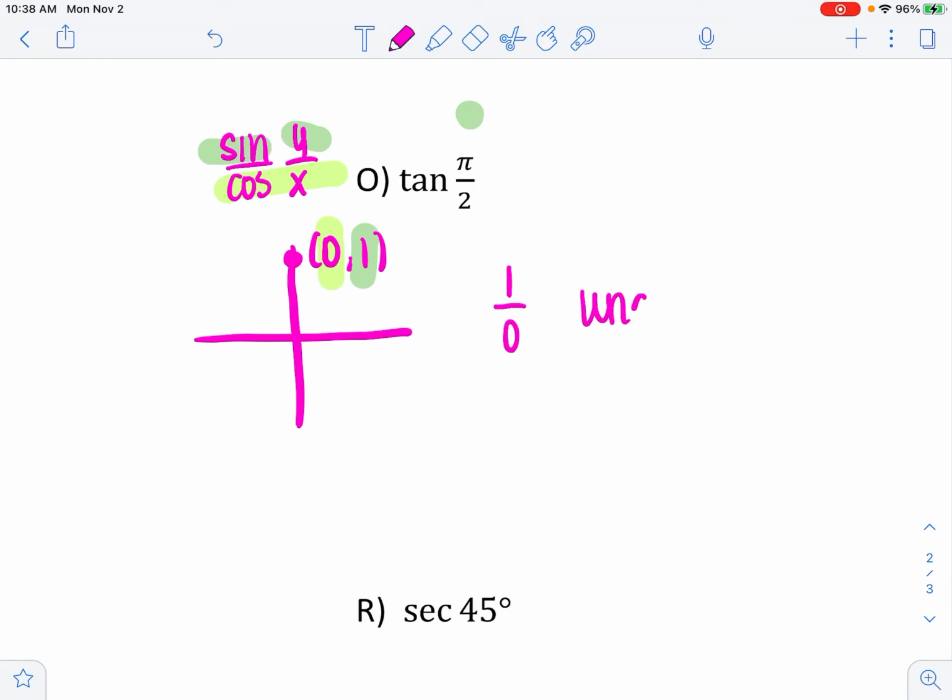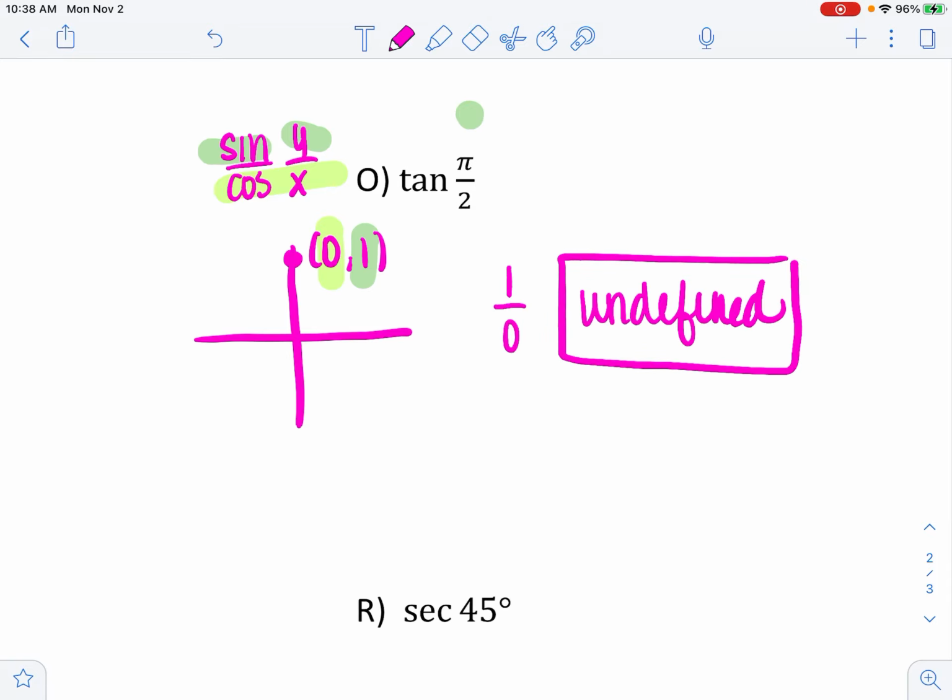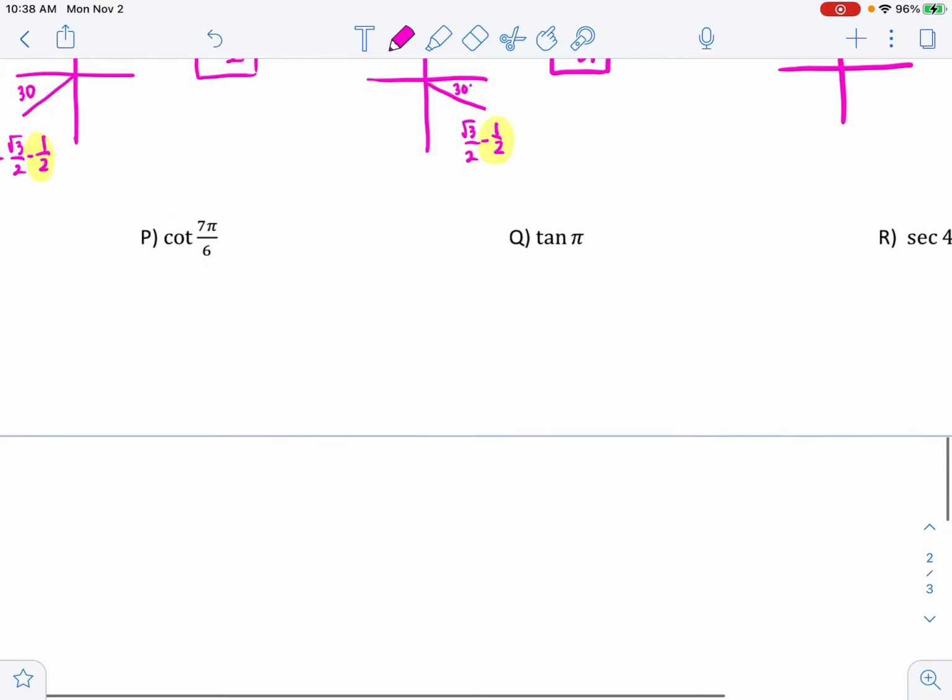Okay, so let's do that. The y value, 1, divided by the x value, 0. 1 divided by 0, undefined.